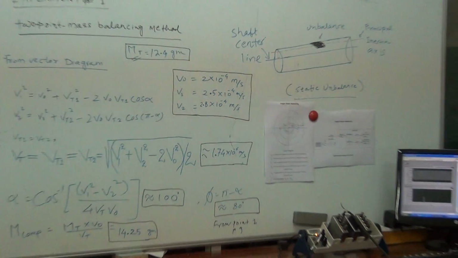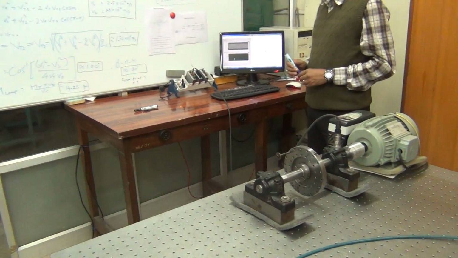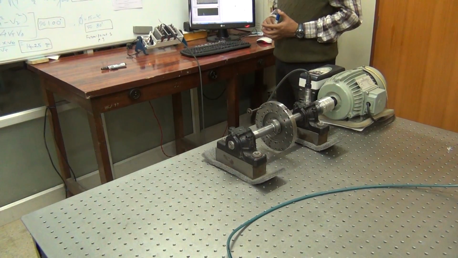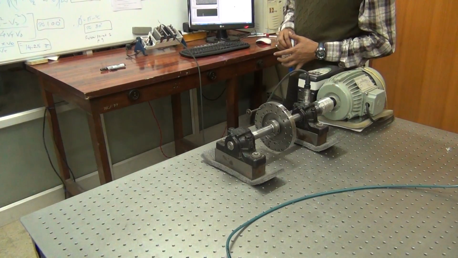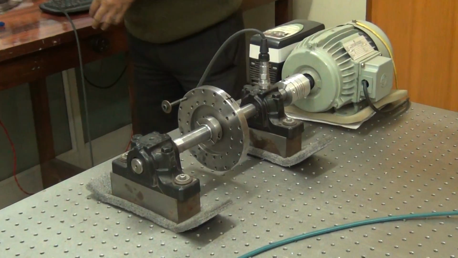So now let us again go for the second run to get the V1 response. V1 response is the response at the first location after attaching the trial mass. So now let us attach the trial mass.